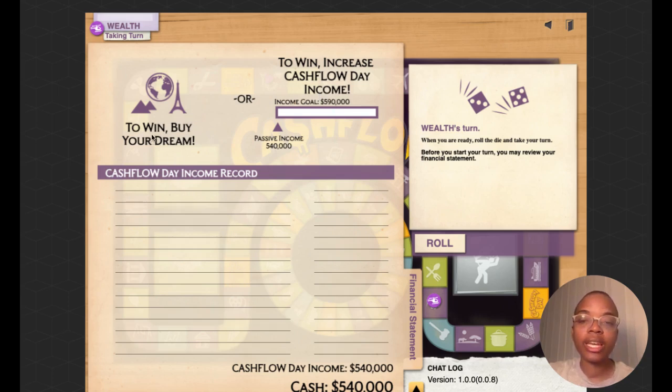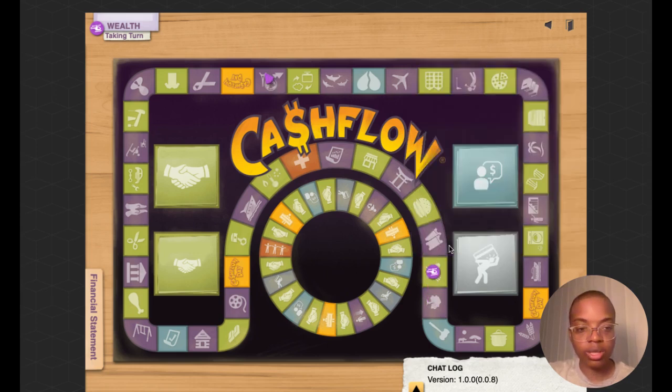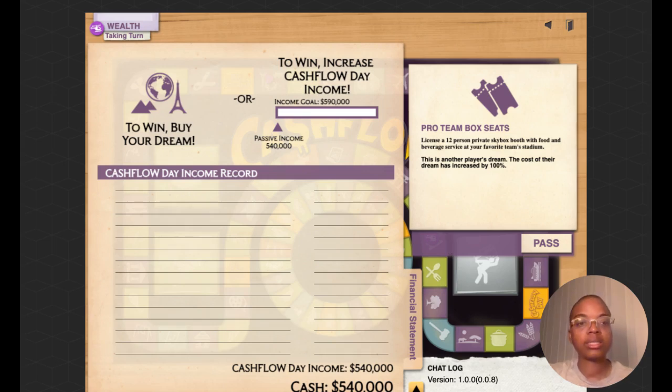Or if I land on the seven wonders of the world, right? I was in this smaller circle. Now I'm in the bigger circle, right? And I think the seven wonders of the world is this one right here. So if I can land on that, I'm golden.